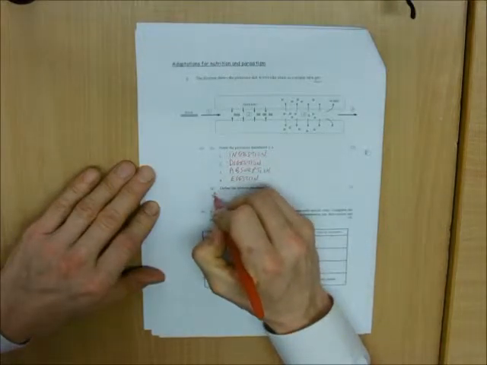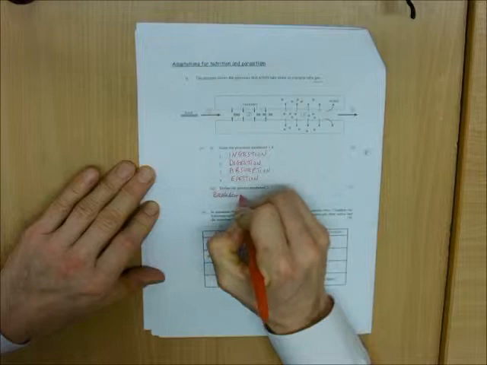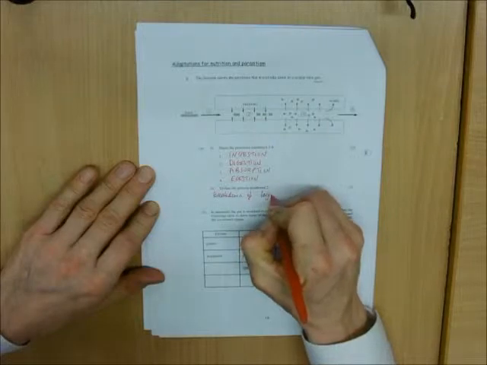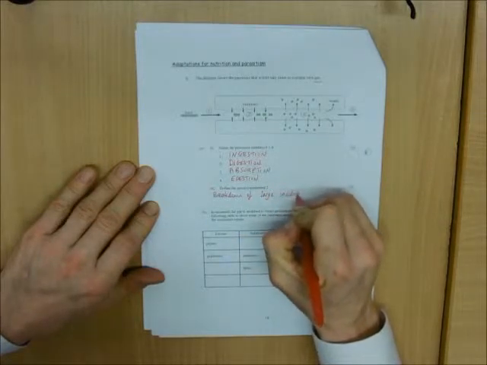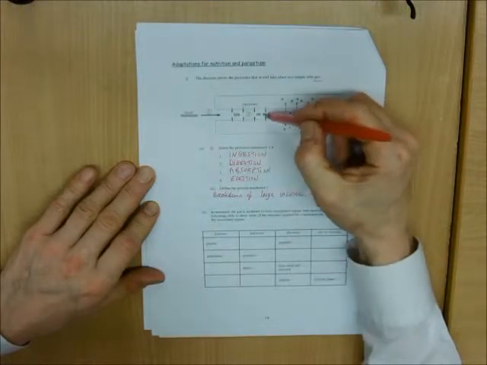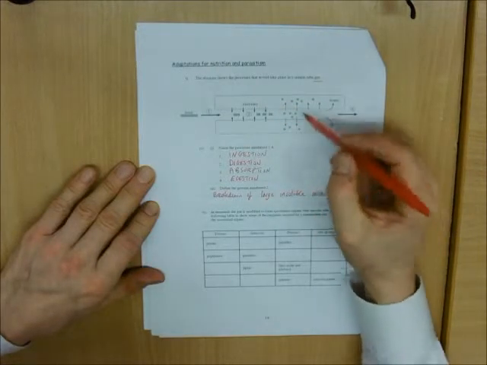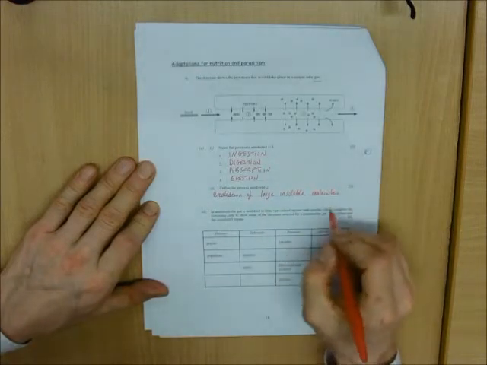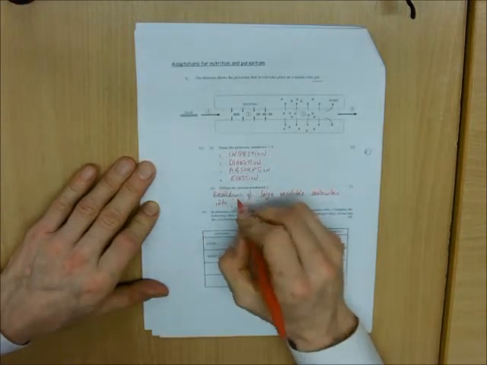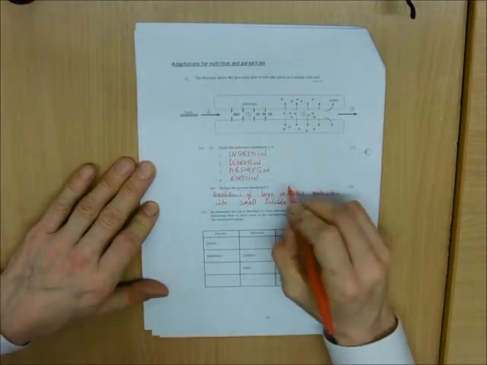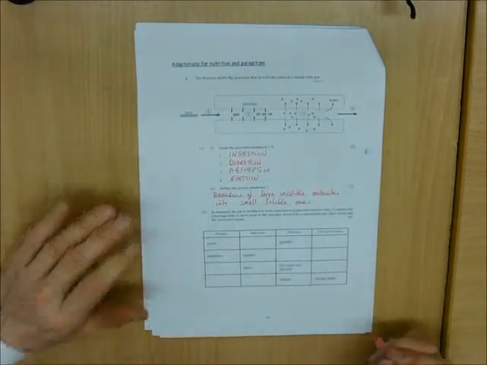So we're going to say breakdown of large insoluble molecules into smaller soluble ones, and when they're soluble they can then be absorbed. So breakdown of large insoluble molecules into small soluble molecules. So just a definition in your notes.